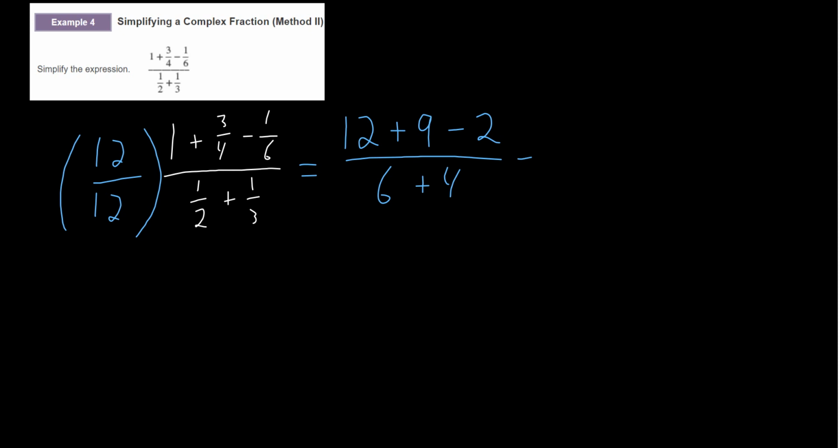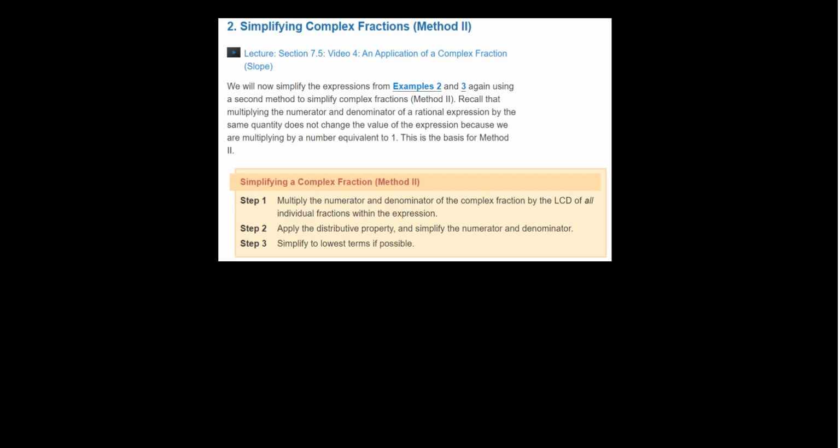So this is actually the same as we had in the first example. So 12 plus 9 is 21, minus 2 is 19 over 10. Same thing, 19 over 10. So let's go back and look at the differences, right?